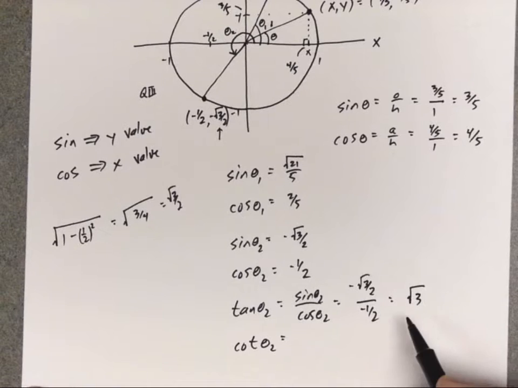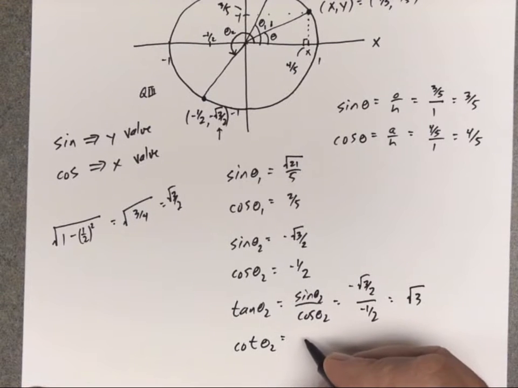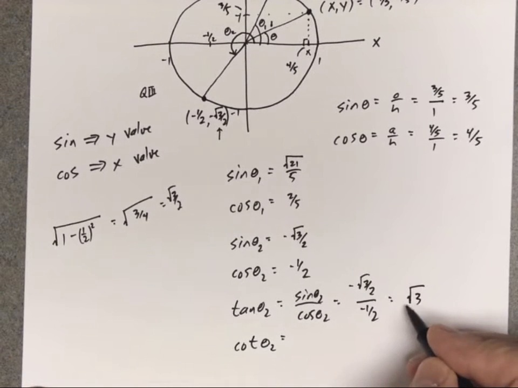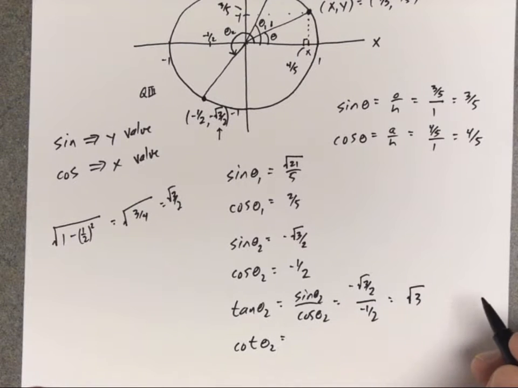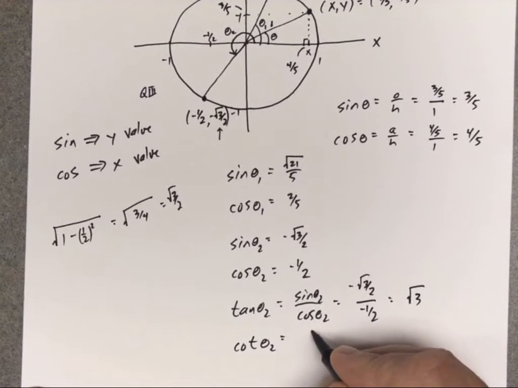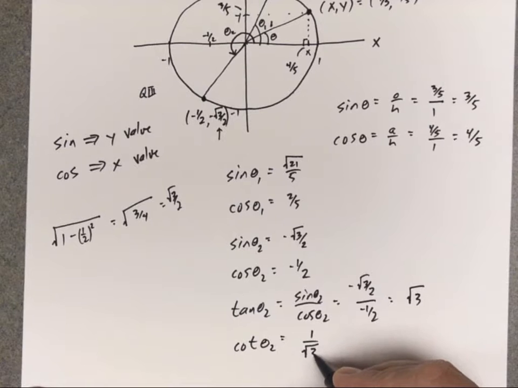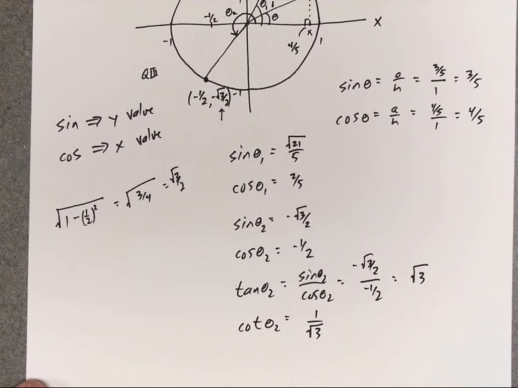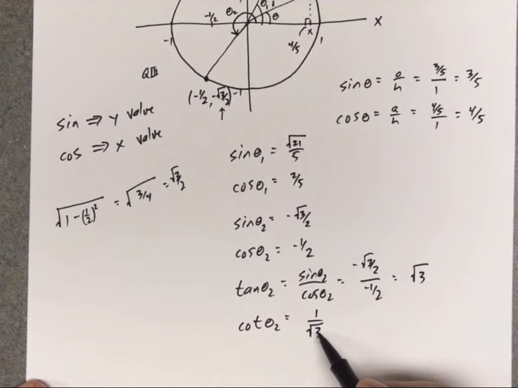Cotangent we can do next. Well, cotangent's easy because cotangent is just the reciprocal, the inverse of the tangent. Right away I can say cotangent is 1 over square root of 3.